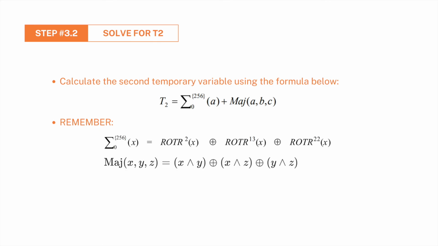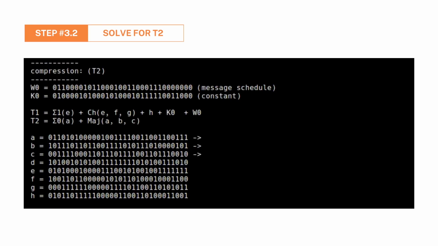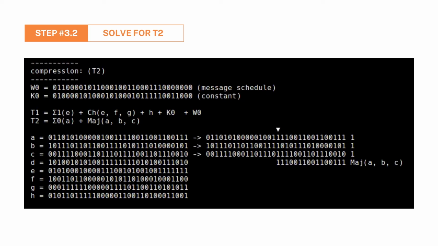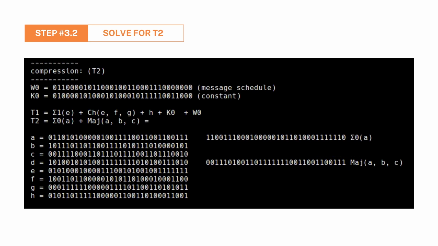So again, we must first take the majority of a, b, and c. Then we perform the uppercase sigma 0 function to a by rotating right by 2, 13, and 22, then XOR them. Finally, we just add the 2 values together.